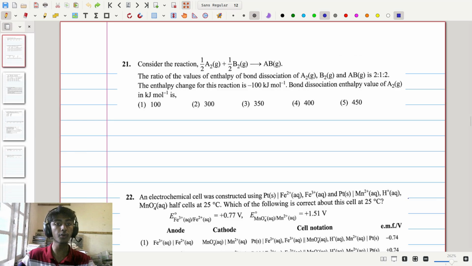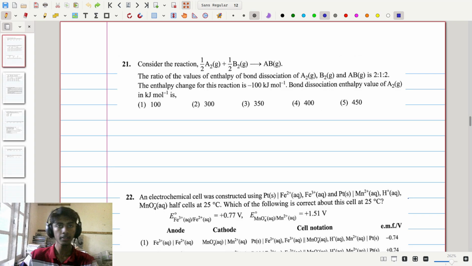Now moving on to the first question, question 21 says, consider the reaction 1/2 A2 gas plus 1/2 B2 gas turning into AB gas. Given this, they say the ratio of the values of enthalpy of bond dissociation of A2 gas, B2 gas and AB gas is 2 to 1 to 2 and the enthalpy change for the reaction is negative 100 kJ per mole.